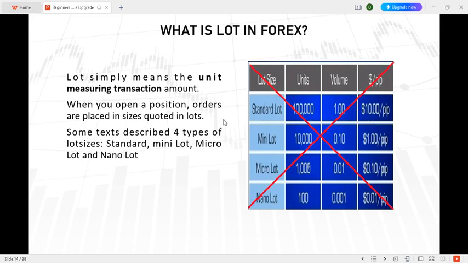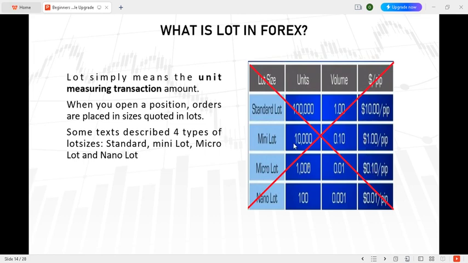Let's say, for example, for every pip movement, if you're using a 0.01 lot size, what it is simply telling you is that for every pip movement, you will make 10 cents. You will lose or make 10 cents. So either you're winning or you're losing 10 cents.